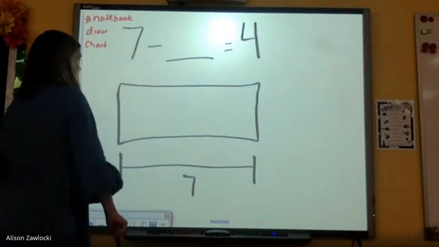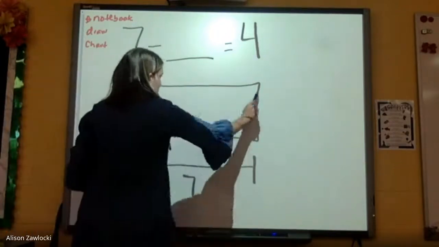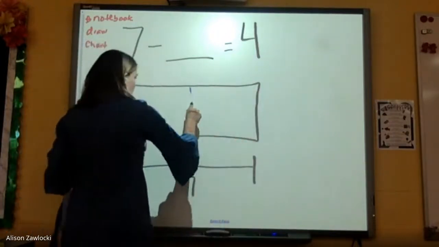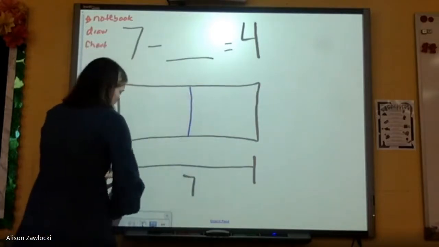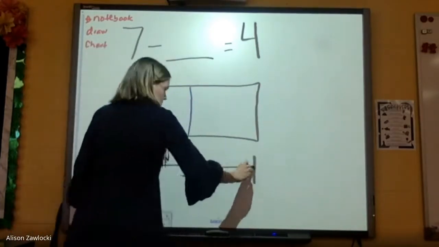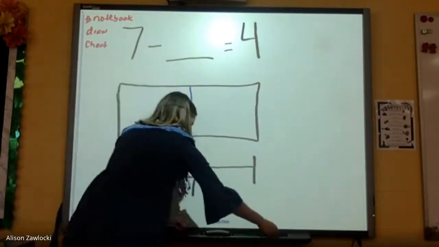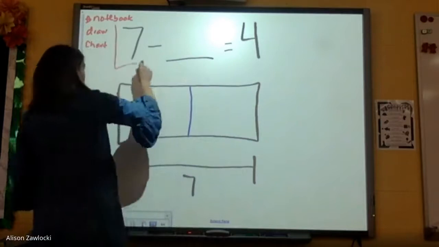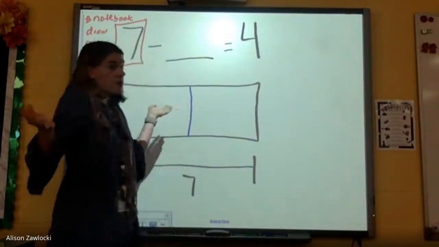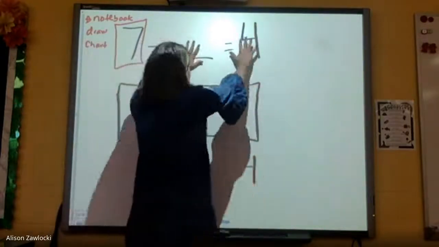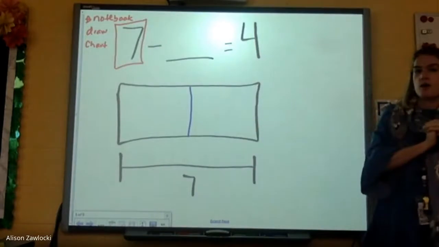I'd like you to go ahead and pull out your notebook, and I want you to draw a big rectangle and draw a line down the middle just like so. Then you're going to draw a line just like this with 2 vertical lines on the ends and write the total, which our total is 7 in this number sentence. We take away, I don't know how many, and we get 4. These are our 2 parts. Let's go ahead and draw our 1 part.